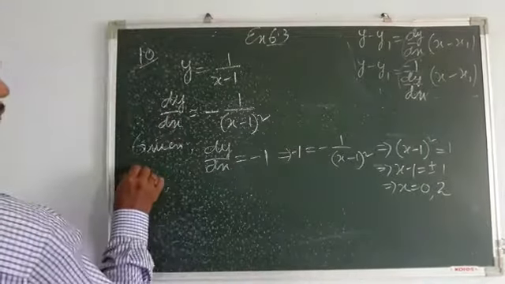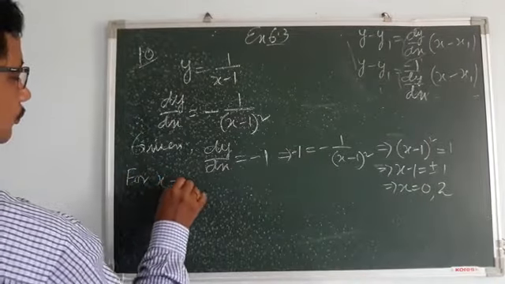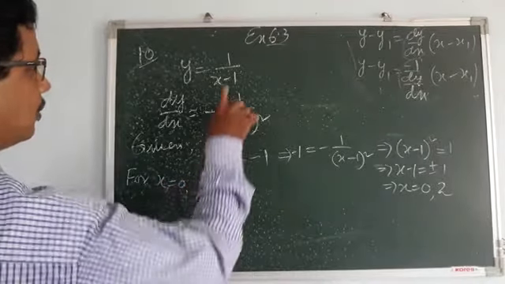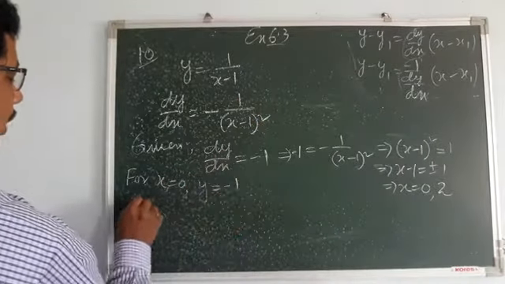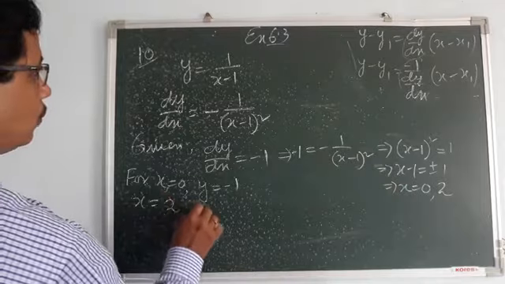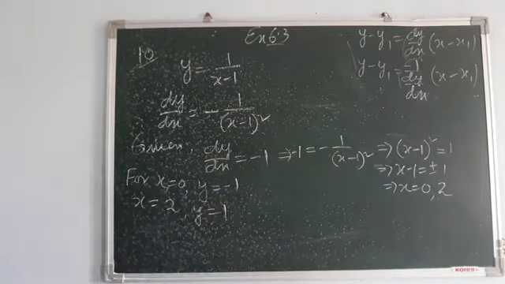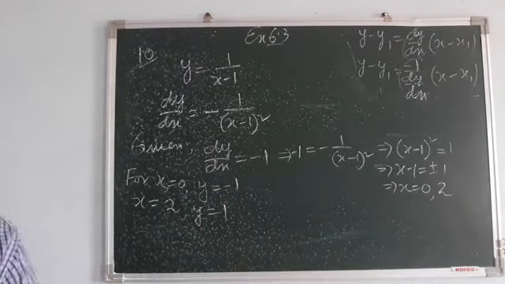For x equal to 0, what do we get for y? Yes, of course it is minus 1. And for x equal to 2, y becomes 1. So we are getting 2 points of contact. As we get 2 points of contact, of course, how many tangents will be there? 2 tangents will be there whose slopes are minus 1.